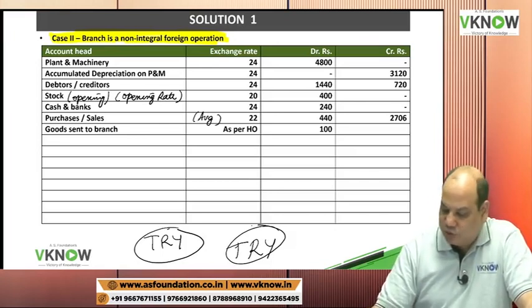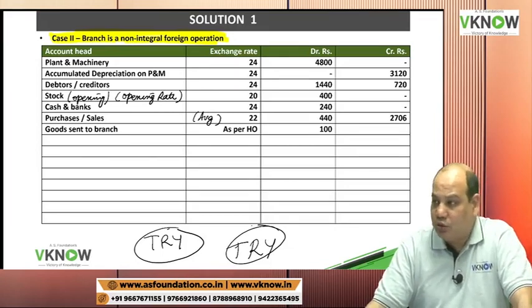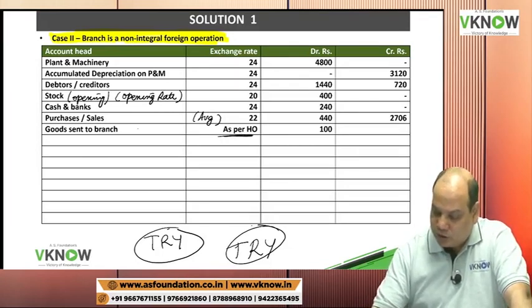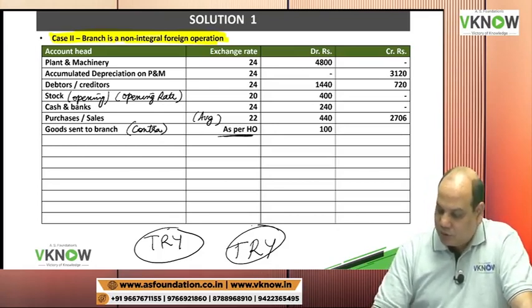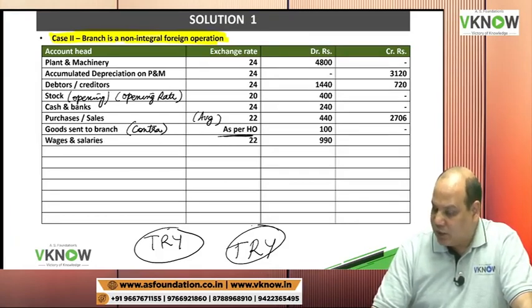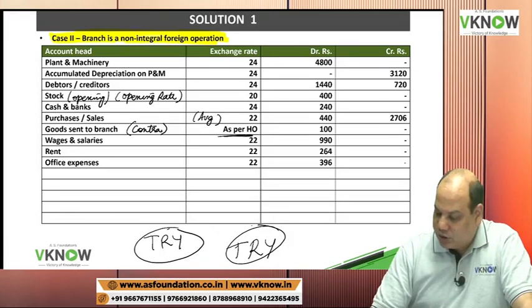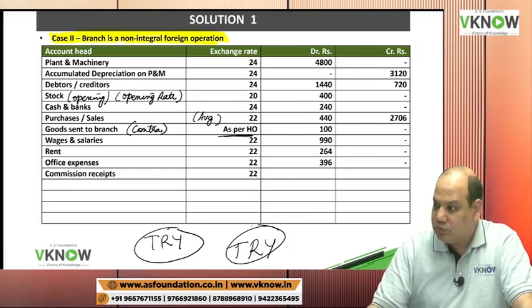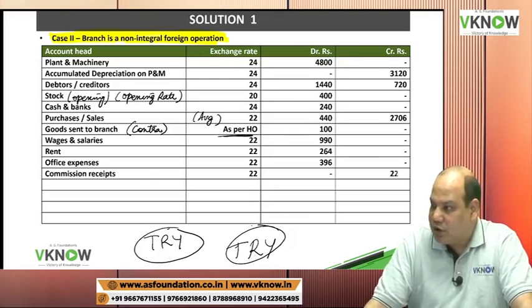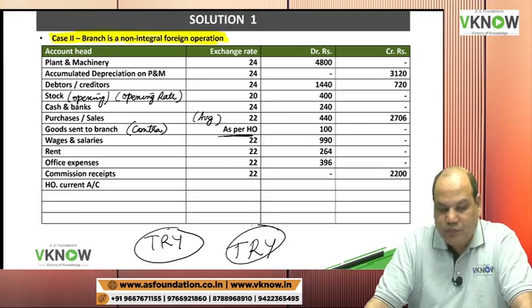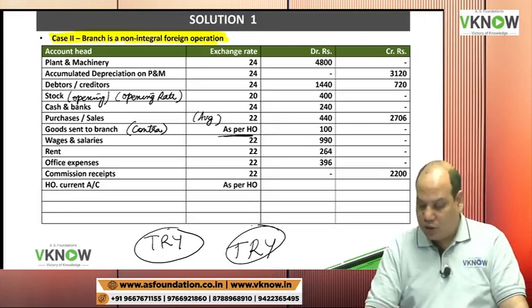Goods sent to HO, sorry, goods sent to branch. This is contra. Contra will be given to you in the question. As per HO 100. Wages and salary average rate 22. Rent average rate 264. Other expenses average rate 22. Commission receipt, keep checking the calculation, average rate 2200. HO current again contra.